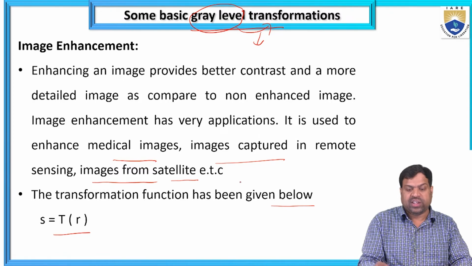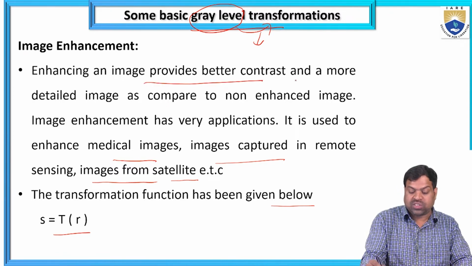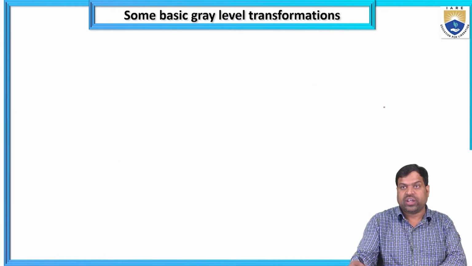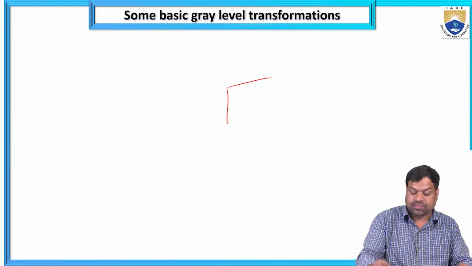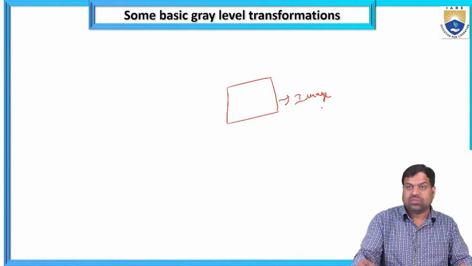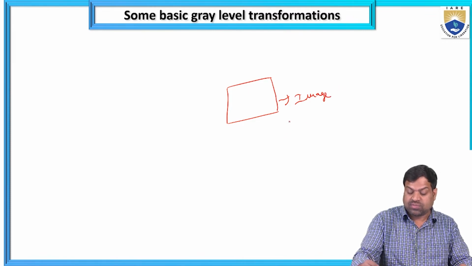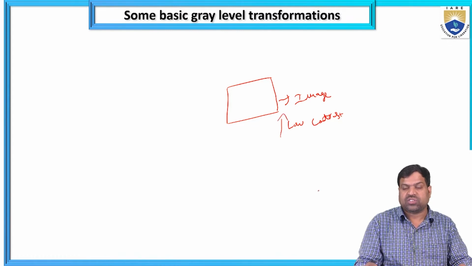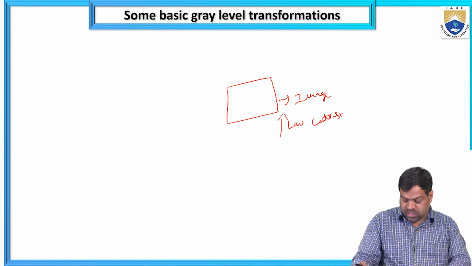So, what is the enhancement? It provides better contrast and a more detailed image as compared to a non-enhanced image. So, this image has low contrast, so I have to increase the contrast. So, how? What is the process? That is image enhancement.